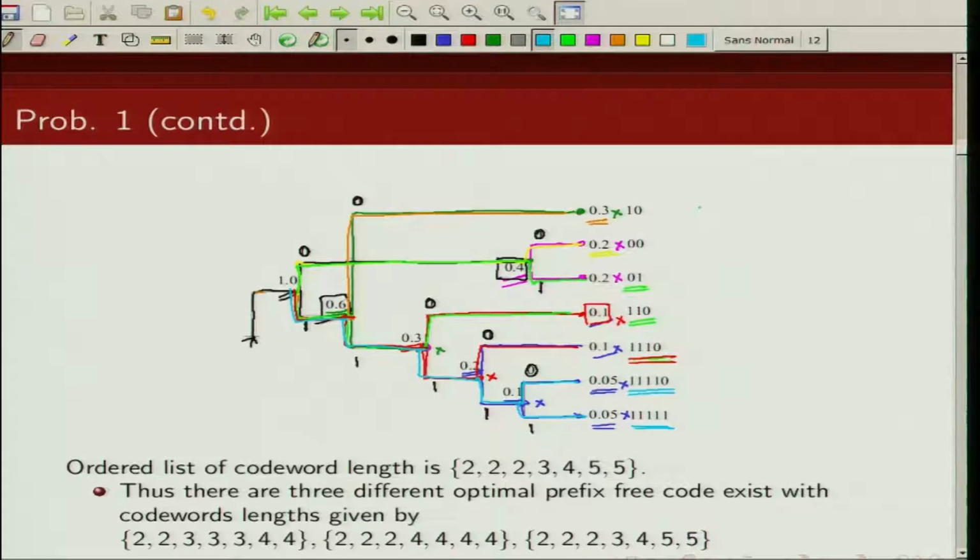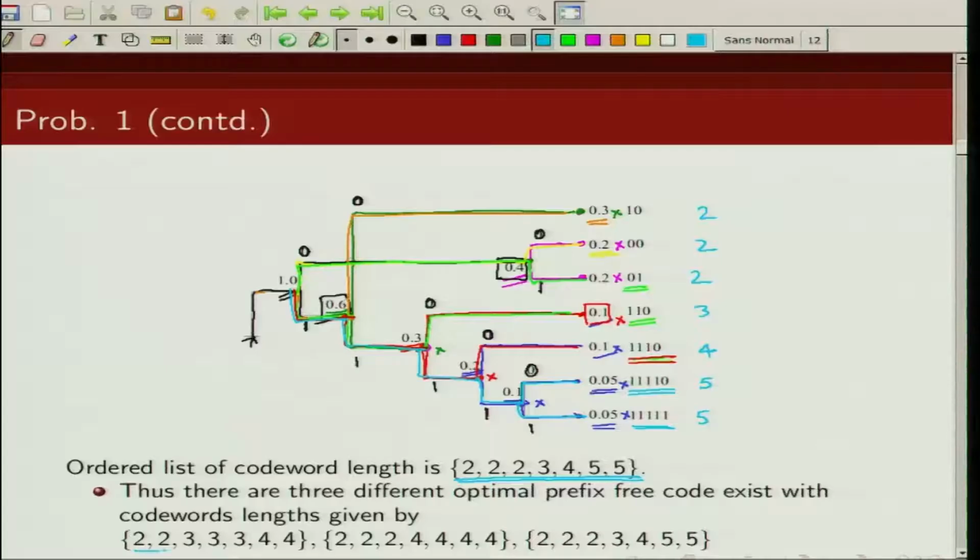So now I have 3 code words of length 2. I have 1 code word of length 3. I have 1 code word of length 4 and I have 2 code words of length 5. So this is also a fundamentally different optimal prefix-free code. Please note all these different ways in which we are combining these nodes. We are essentially following the rules of how to create this optimal binary prefix-free code.